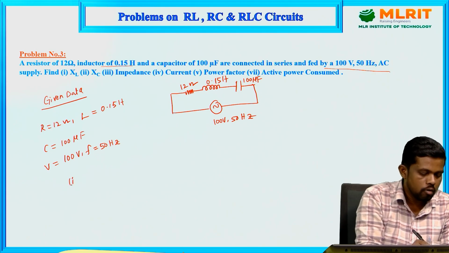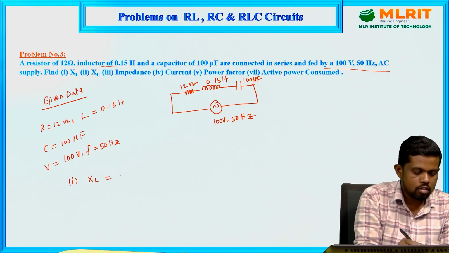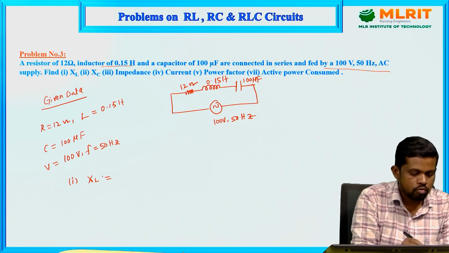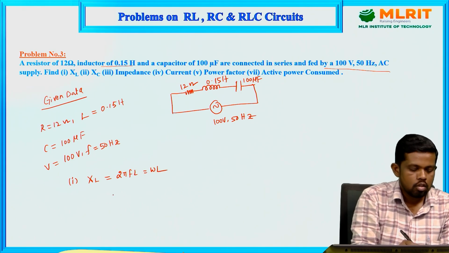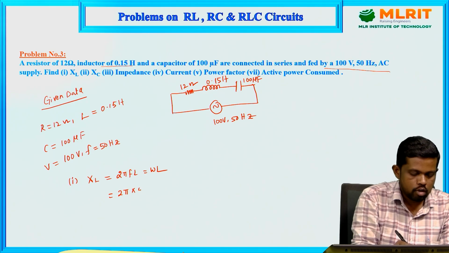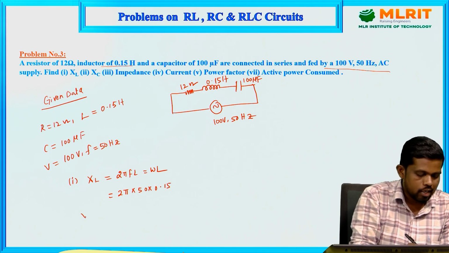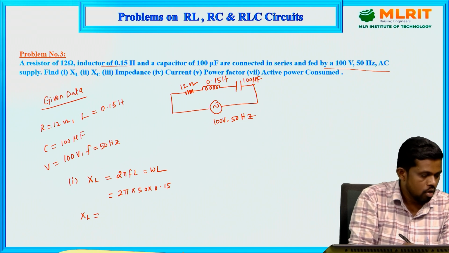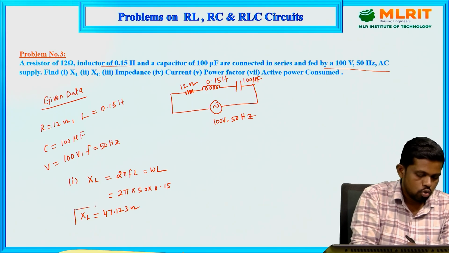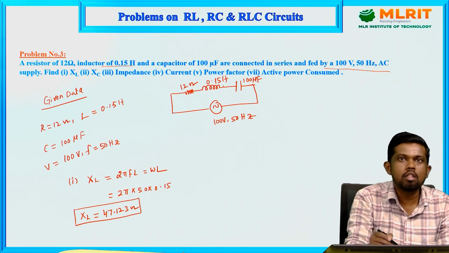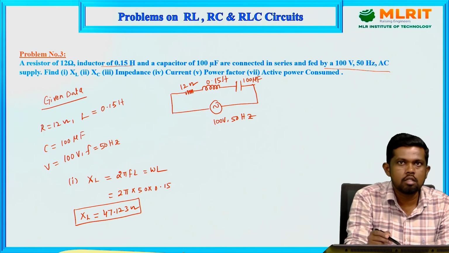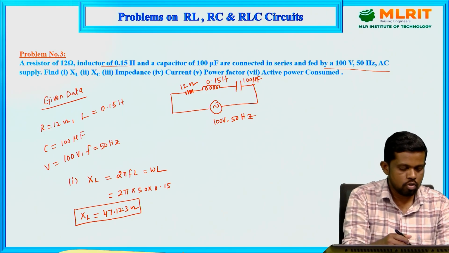So for that, the first question is XL. XL in the RL series circuit, we have just now gone through, is 2 pi FL, which means we can also take omega L. So the values are 2 pi into 50 into 0.15 Henry. So the inductive reactance offered by the network should be 47.123 ohms. So this is the reactance offered by this coil.